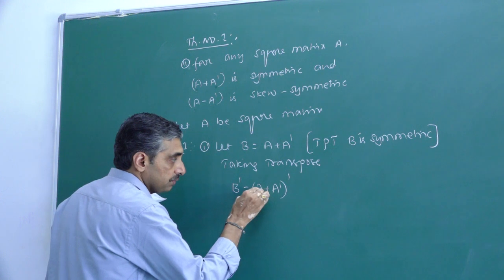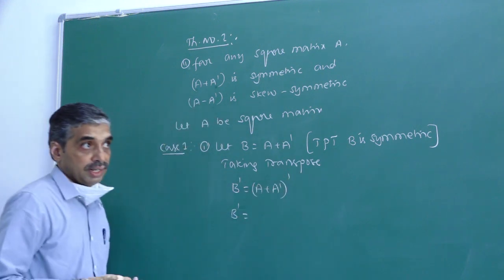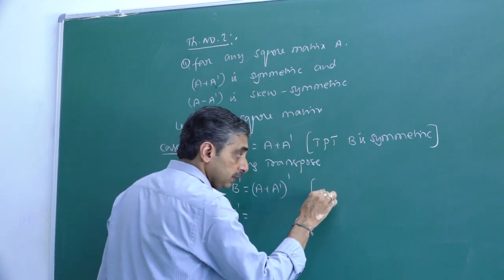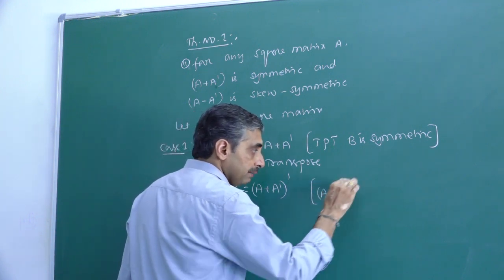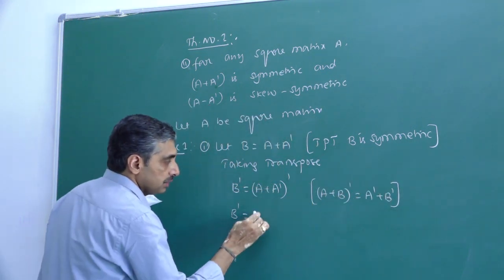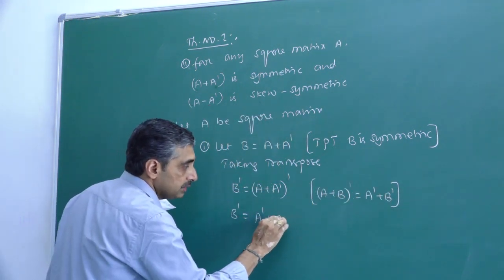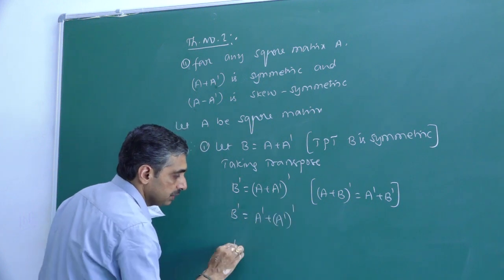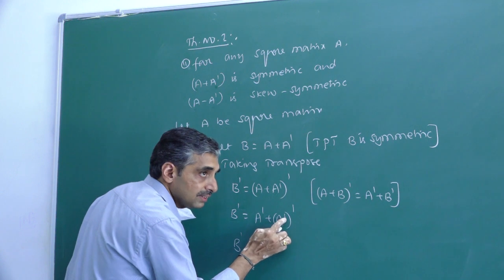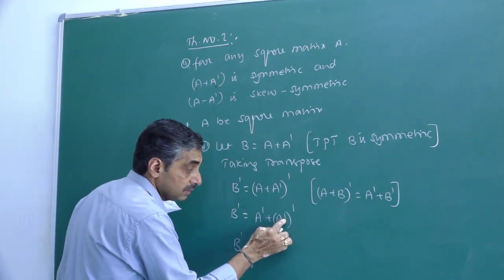B dash is equal to A plus A dash whole dash. Can I use the property on the transpose? Which property? A plus B whole dash is equal to A dash plus B dash. So what happens? It is A dash plus A dash whole dash. Once again, this is the property on the symmetry transpose.